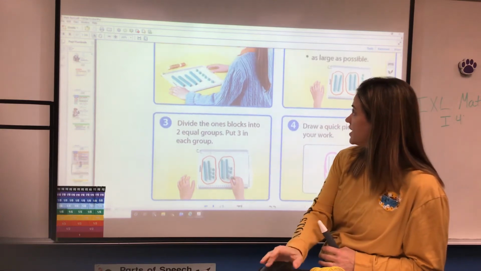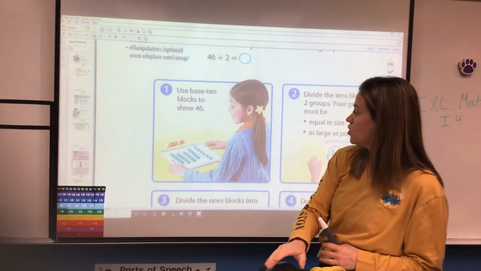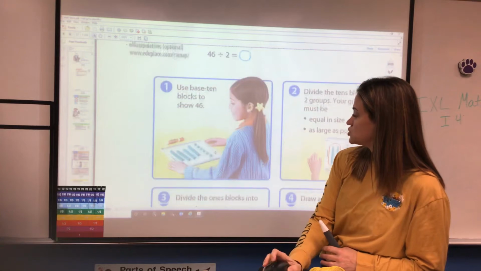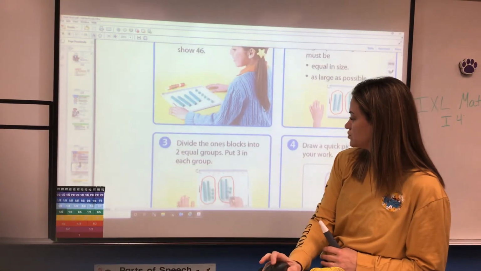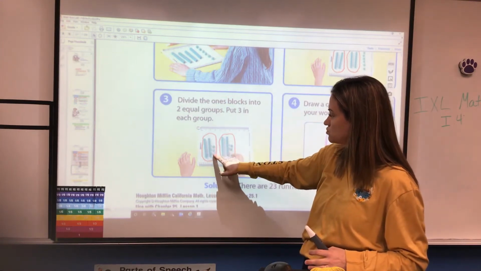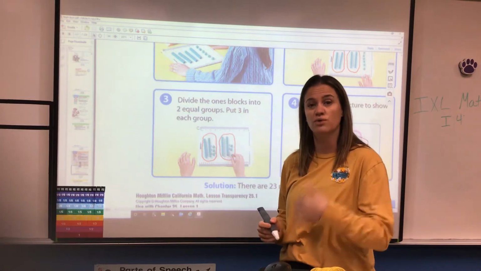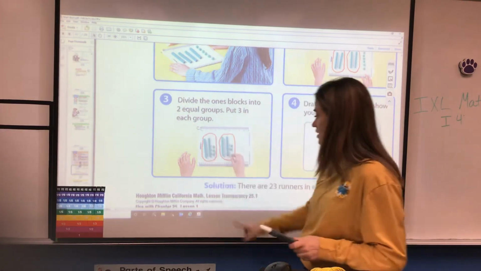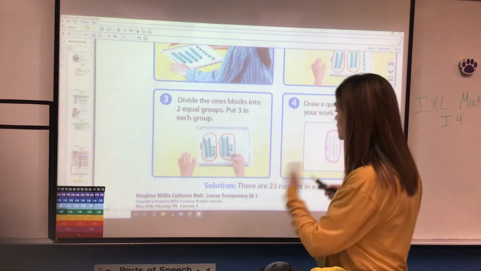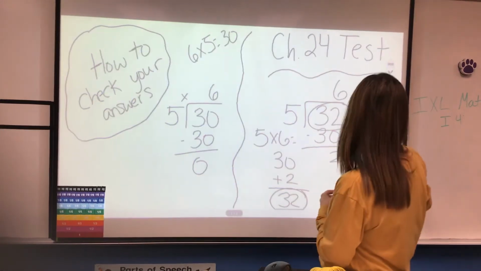So if you were to say, for our problem, which is 46 divided by 2, once she divided the base 10 blocks equally, she got 2 groups of 23, as shown right here. She has 10, 20, 1, 2, 3. So you can say that 46 divided into 2 is 23. And it's a solution. There are 23 runners in each group. So let me show you that on a different page, working out the problem.